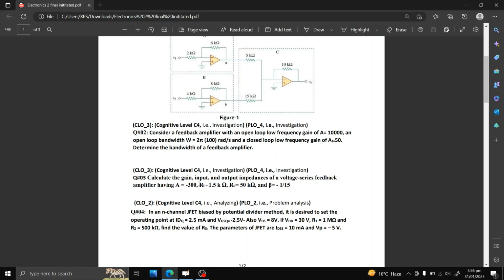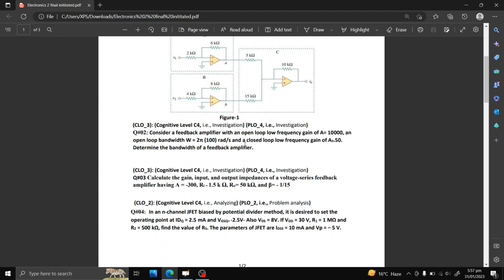Okay, let us solve question number 2. Question number 2 states that consider a feedback amplifier with an open loop low frequency gain of A is equal to 10,000, an open loop bandwidth of W is equal to 2 pi 100 radian per second, and a closed loop low frequency gain of AF is equal to 50. Determine the bandwidth of a feedback amplifier. This is probably the simplest question in the paper, and it can be solved within a few minutes.